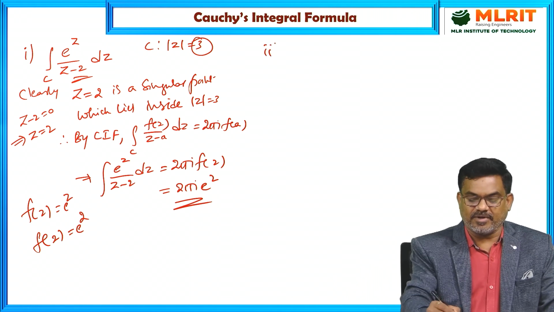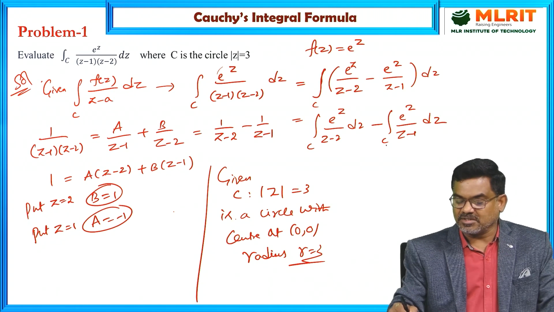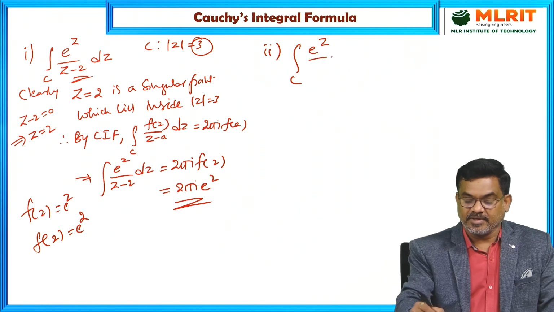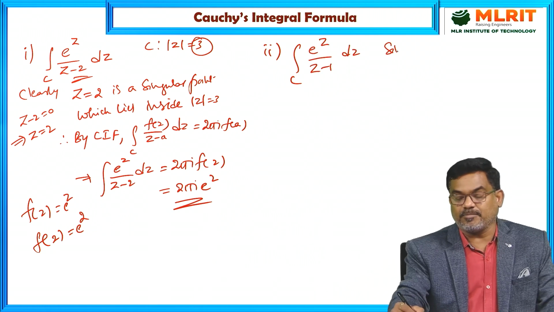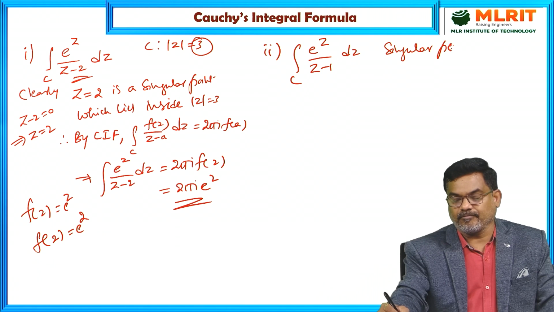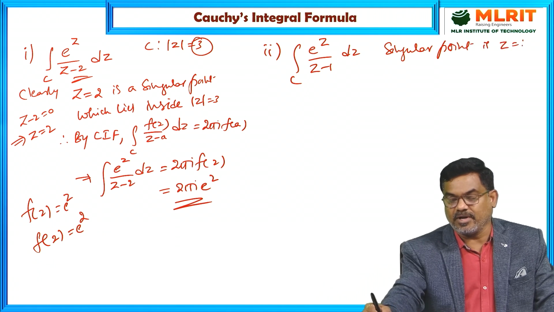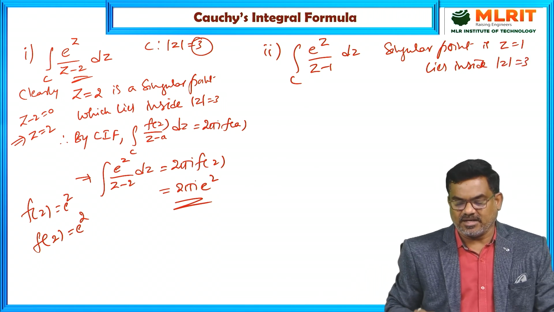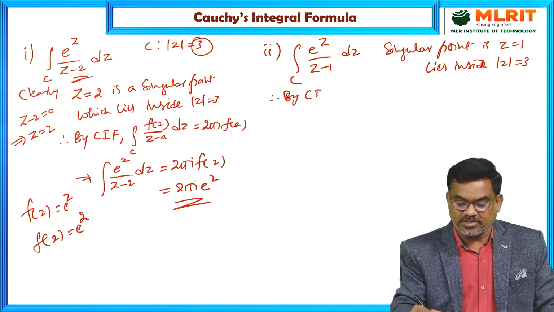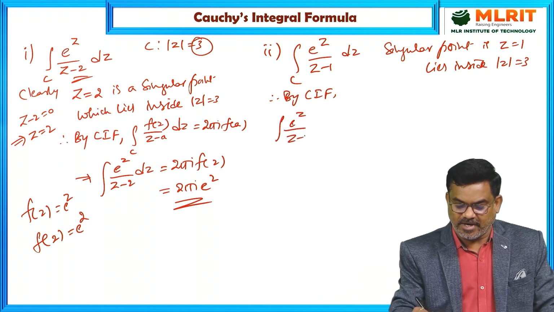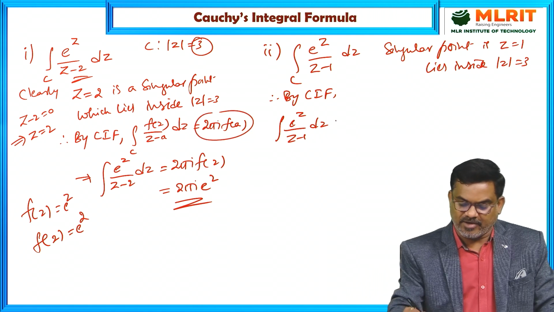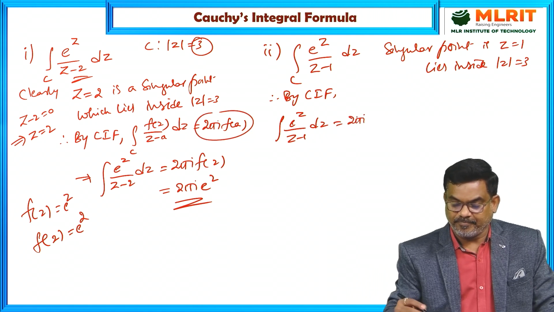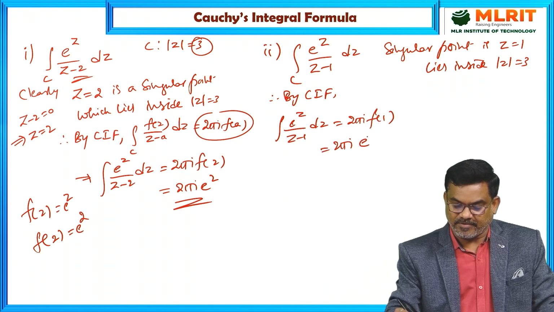Similarly, the second one, the line integral along C of e^z/(z - 1). Here again the singular point z equal to 1 lies inside |z| = 3. So, in both cases, z equal to 1 and 2 both lie inside the circle. Therefore, by Cauchy's integral formula, the integral of e^z/(z - 1) dz is 2πi times f(a), 2πi times f(1). So, 2πi times e^1.